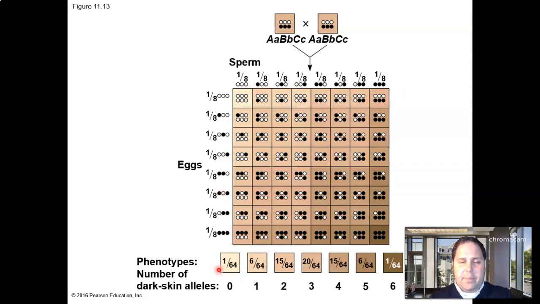And even this is a simplification when I show you just 3 genes. Imagine if you add a lot of genes, this Punnett square is going to get bigger and bigger, and the range of outcomes is going to be greater and greater.